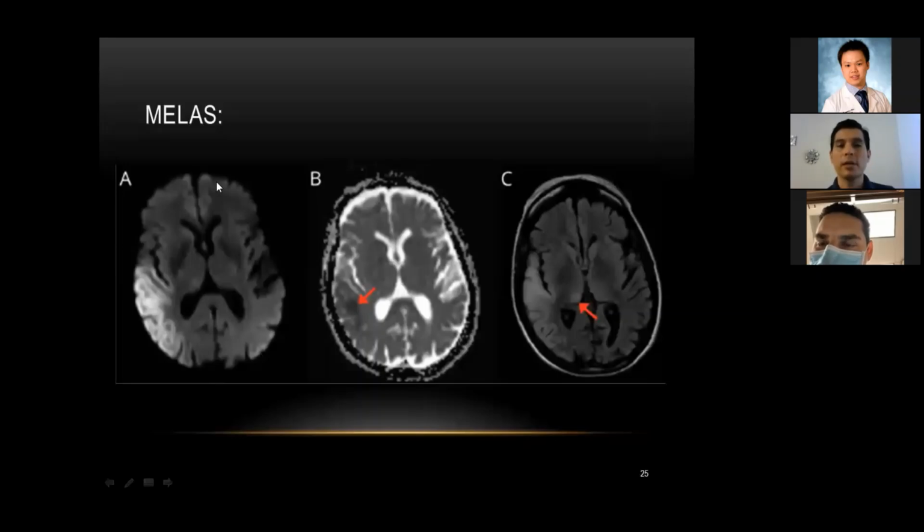This is another case of MELAS. In this case, the temporal, but also the parietal lobe was compromised, and this patient has a hemineglect with subtle alteration in ADC, and even the pulvinar portion got affected.